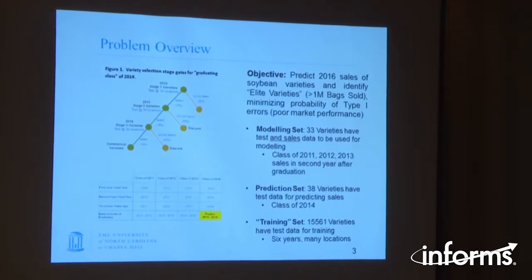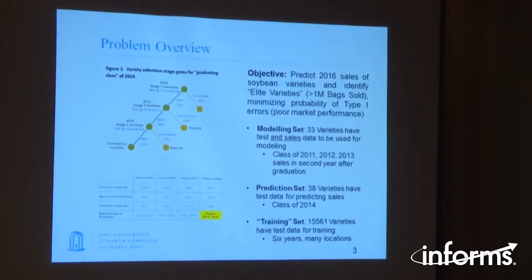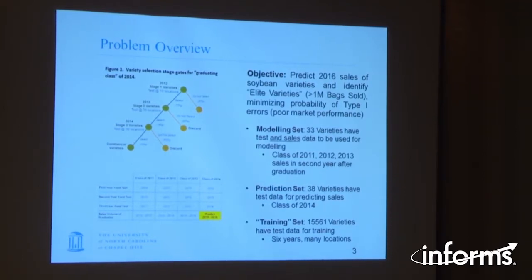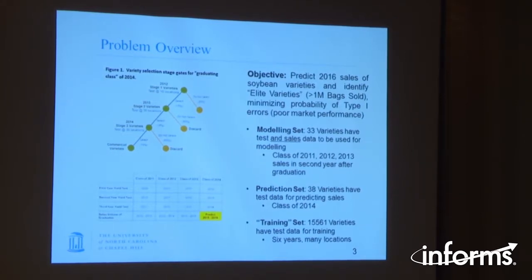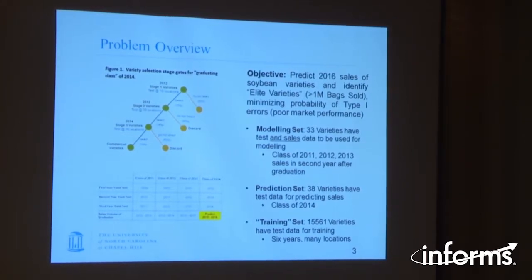And we need to make sure that the varieties that we recommend for commercialization should perform really well in the commercial market. So in other words, we had to make sure that we minimize our type 1 error as much as possible. Another thing was we had to make sure that these varieties show more than 1 million bags sold as part of our prediction for 2016. So since this was a complex problem, there were many challenges associated with that. So that brings me to our challenges.